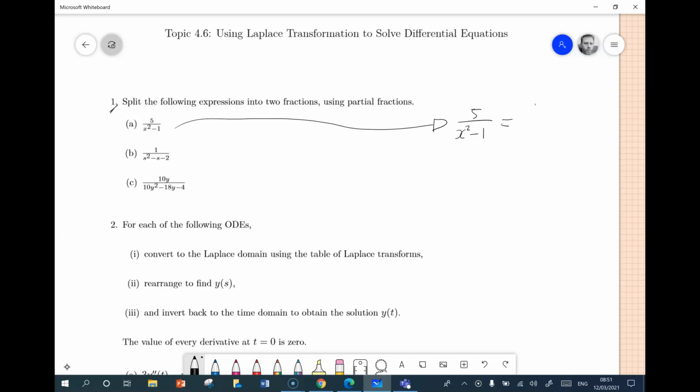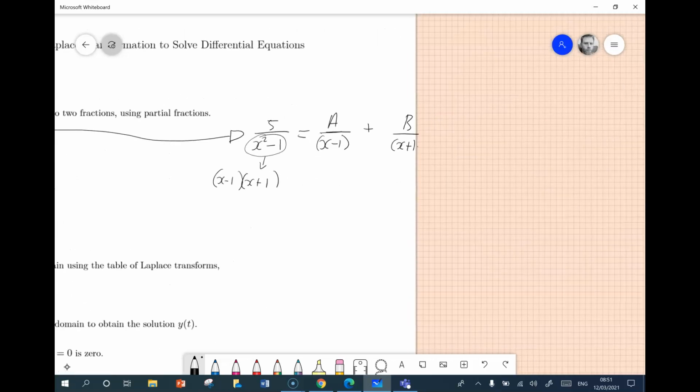So I know I'm going to have an a and a b, and I put it over common denominators, but the common denominators have to multiply to give you x squared minus 1. So I'm just going to factorize my x squared minus 1. That's actually a difference of 2 squares, so that's x minus 1 by x plus 1. So I'll use those as my two things that need to be multiplied. So a over x minus 1, plus b over x plus 1. Okay, so now we know that will all be equal to 5 over x squared minus 1.